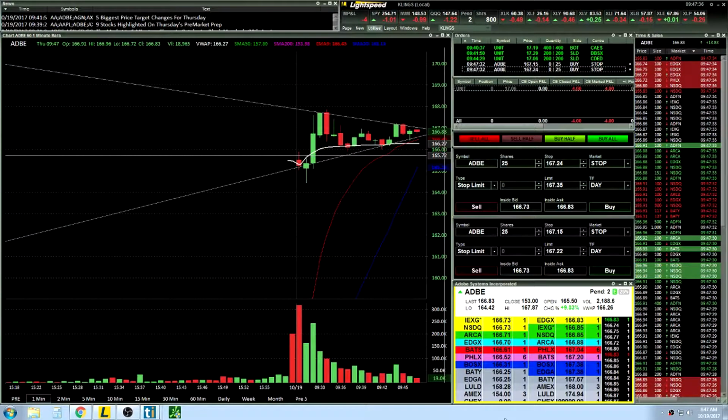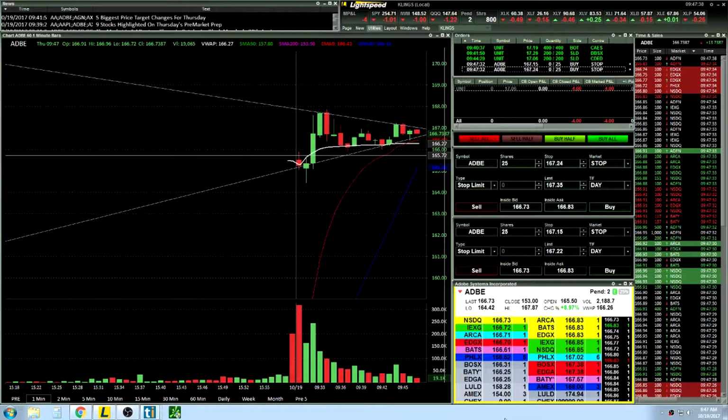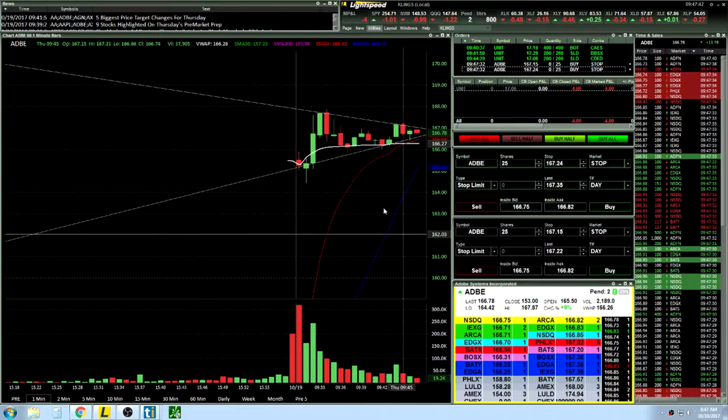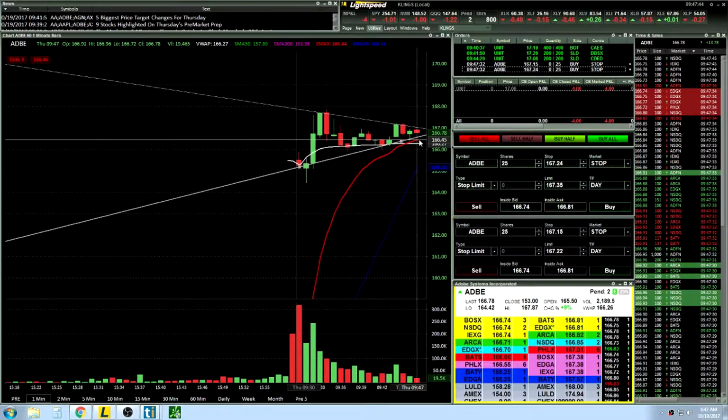Okay, I'm looking at Adobe here. Kind of setting up for a symmetrical breakout again, because the 9's coming up and pushing on it.